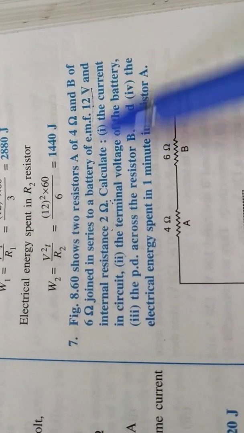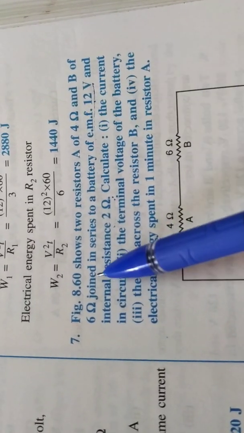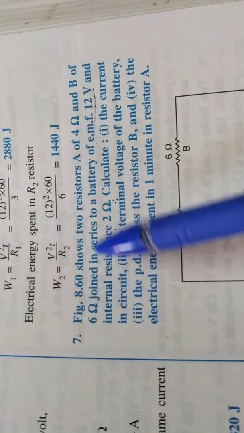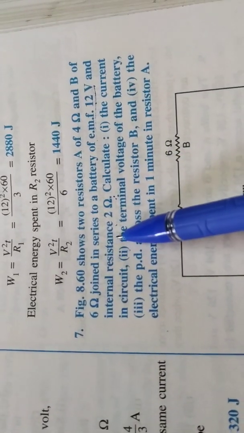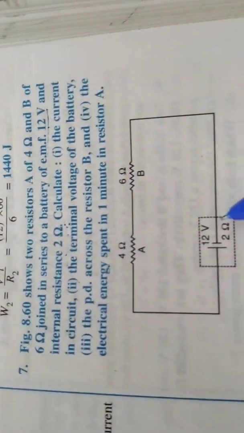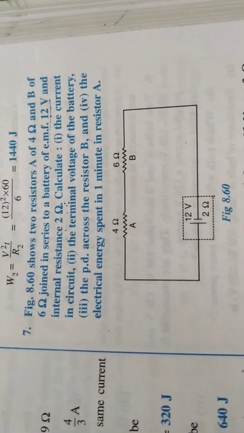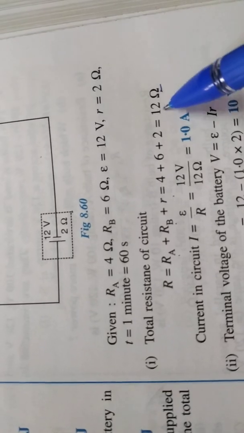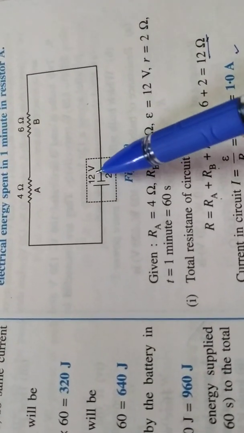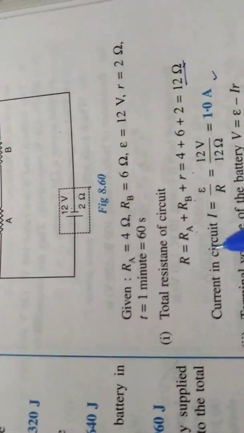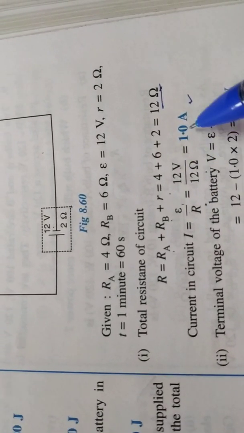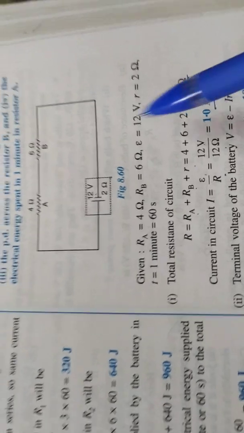Now for the current in the circuit, these are in series, so they must be added. 6 plus 4, 10. But one more resistance is in series, that is the internal resistance of this cell. So total resistance becomes RA plus RB plus r, that is 12 ohm. Total EMF is 12. So total current will be EMF upon total resistance. So 12 upon 12, it comes out 1 ampere.